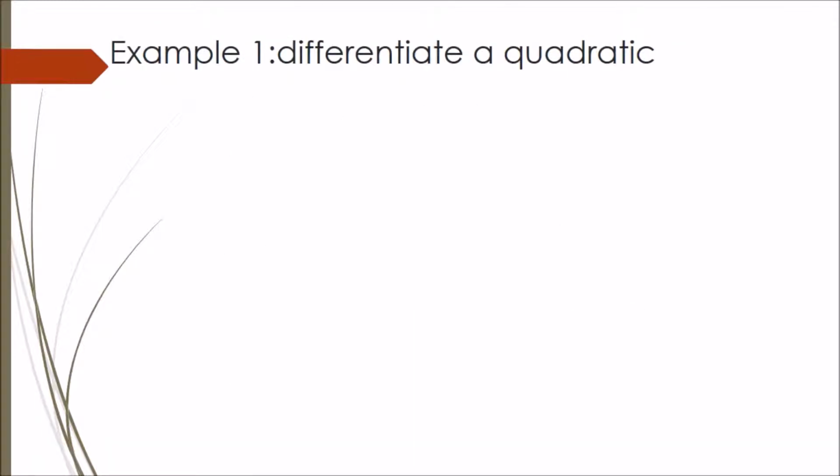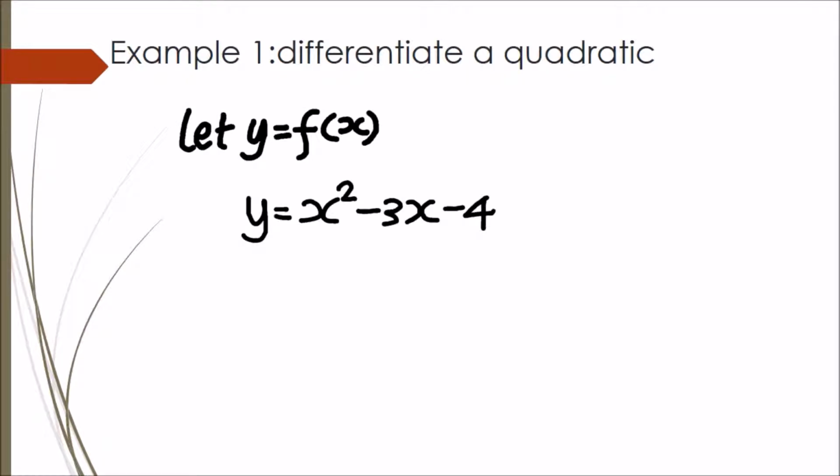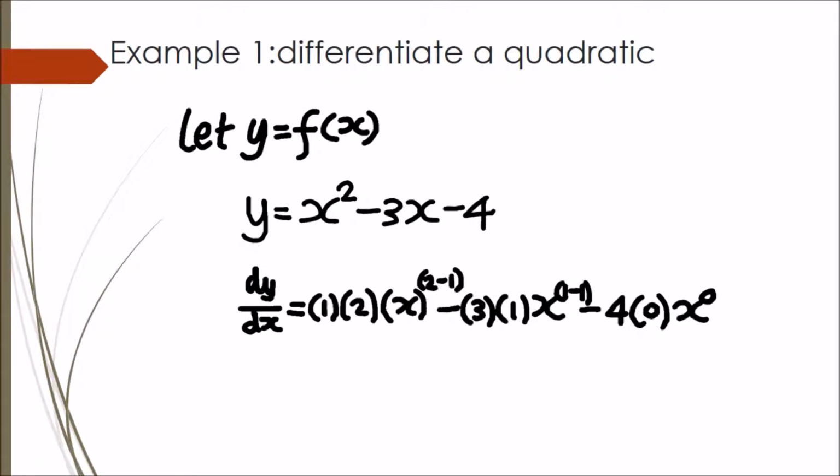If we look at a simple quadratic function, x^2 - 3x - 4, dy/dx will be as follows. So for the first term, multiply the coefficient of x^2, which is 1, by the power of x^2, which is 2, leaving us with a coefficient of 2. Then take away 1 from the power, so 2 minus 1, which leaves us with a power of 1, so the first term becomes 2x.